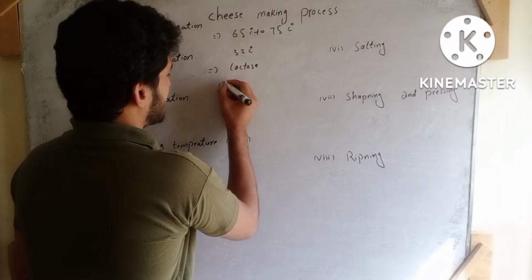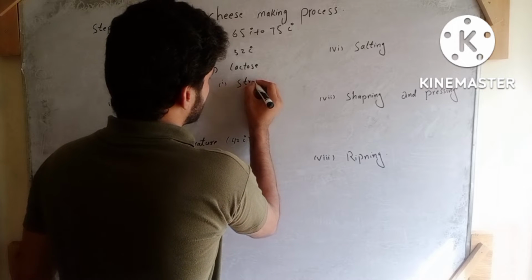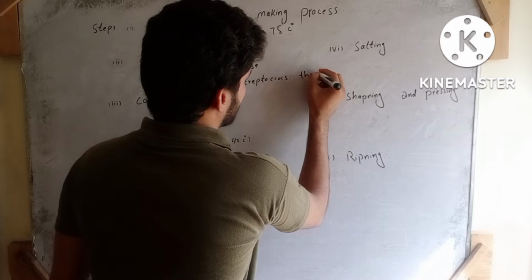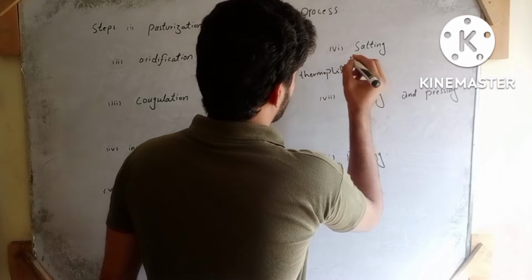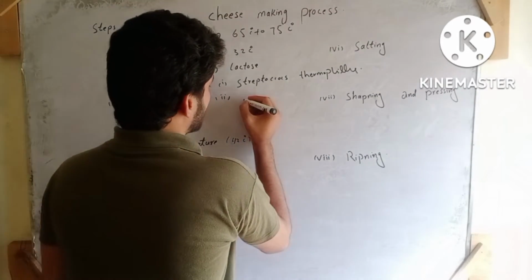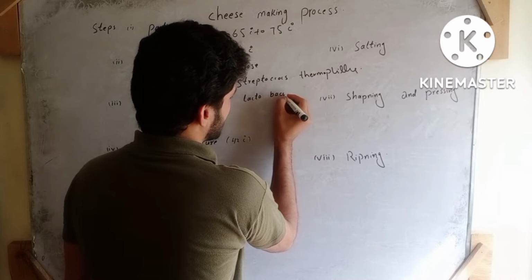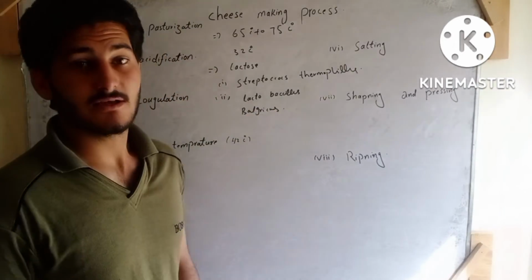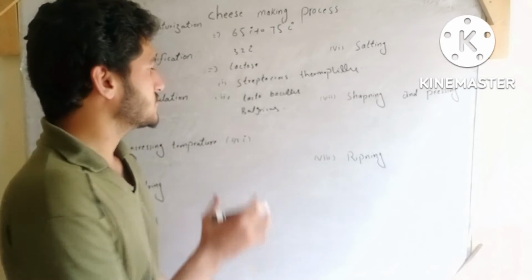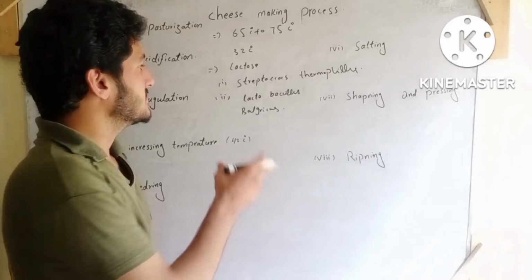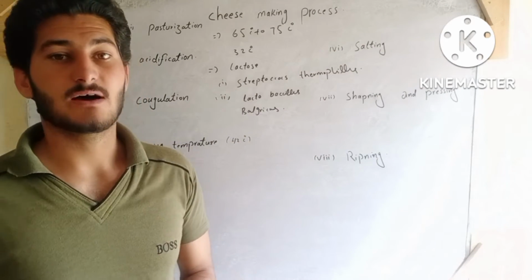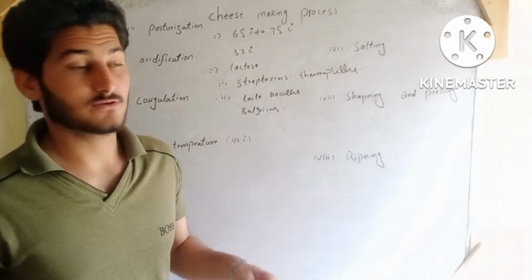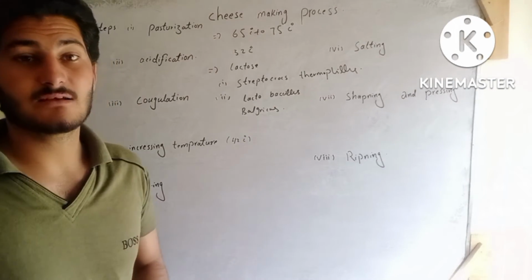When we add the lactic acid bacteria to the pasteurized milk, the lactose is converted into lactic acid. The first bacteria is Streptococcus thermophilus, and the second bacteria is Lactobacillus bulgaricus. These bacteria are basically starter cultures which we add to the milk. Due to their presence, the lactose is converted into lactic acid, so the milk becomes acidified and its acidic level increases. This step is called acidification, and in this step the milk taste becomes sour.